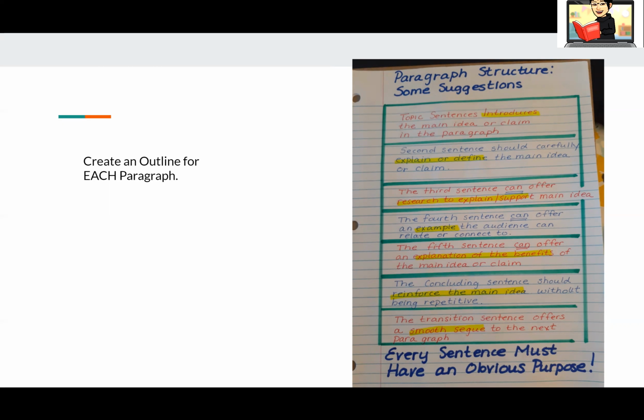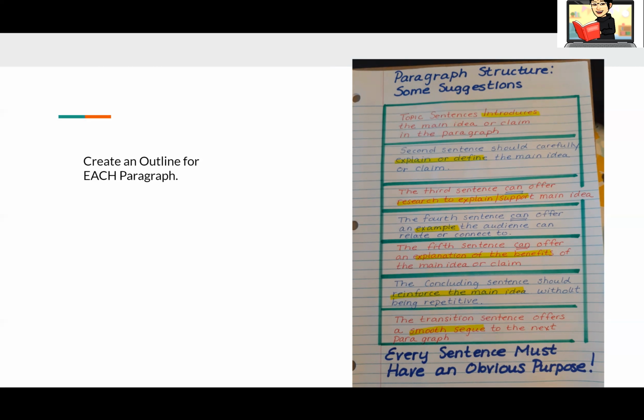Now remember, the idea in every paragraph has to align with your thesis statement or your purpose. Okay, the second sentence should carefully explain or define the main idea. So you state your main idea or your claim, and the second sentence should explain or provide any definitions that a reader might need. The third sentence, you can offer research to explain or support your main idea.